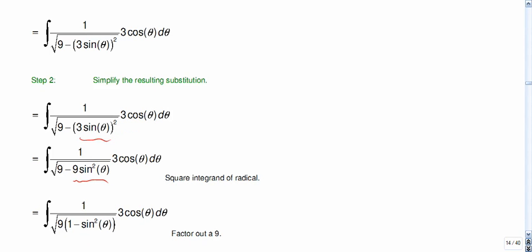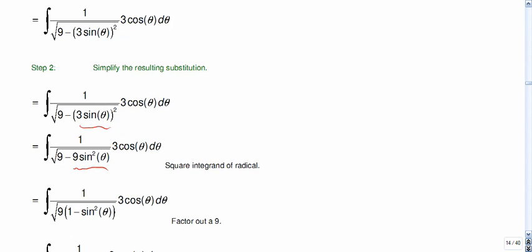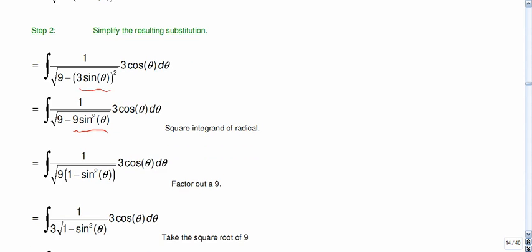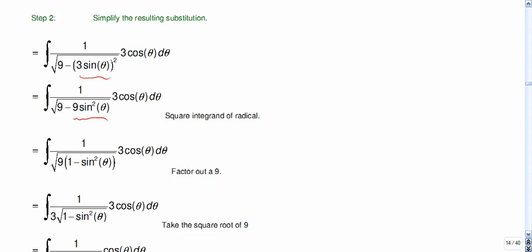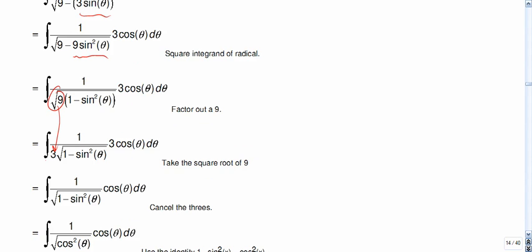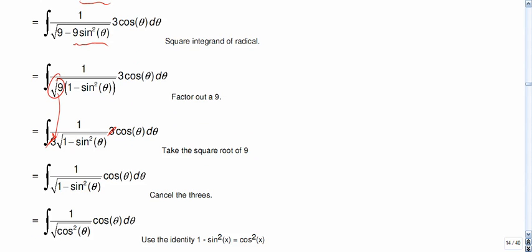Now, like I did in the prior example, I'm going to factor out a 9. And when I factor out a 9, that leaves me with 1 minus sine squared theta. Some of you are probably going, oh, I know what 1 minus sine squared theta is. Well, we'll get there. Now what I'm going to do is take the square root of 9 and the square root of 1 minus sine squared theta, and the square root of 9 is 3. And then remember, we can't just take the square root of 1 minus sine squared theta. We're going to have to rewrite it first. Now before I do the rewrite, I noticed I had a 3 and a 3, so I canceled those.